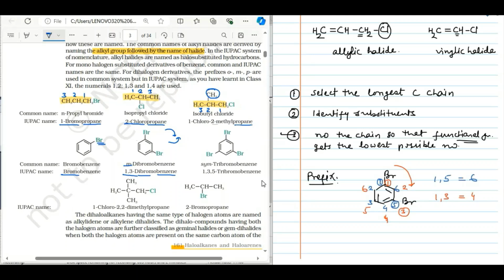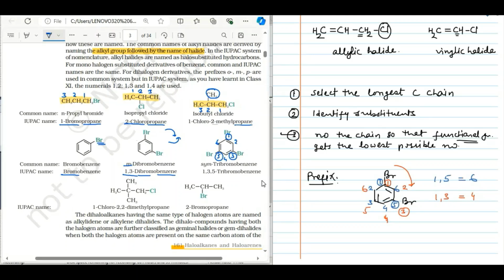Similarly, you can name the another molecule. Here there are 3 bromine atoms attached to the benzene ring. In either direction you can number this benzene ring, because in both directions you will get the same number. So if I number it 1, 2, 3, 4, 5 and 6, bromine will get 1, 3 and 5 number. So the name of this molecule will be 1,3,5-tribromobenzene.